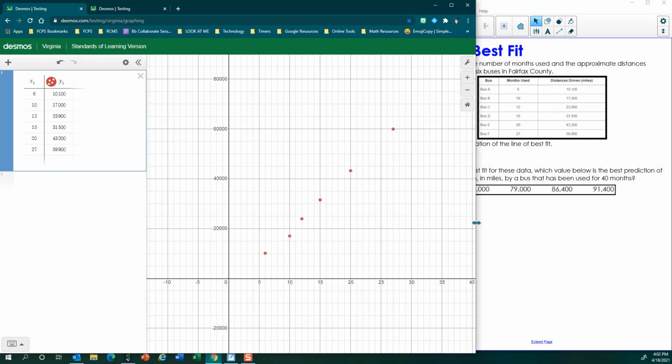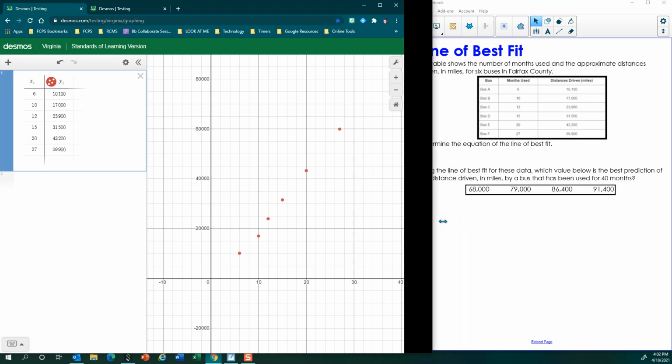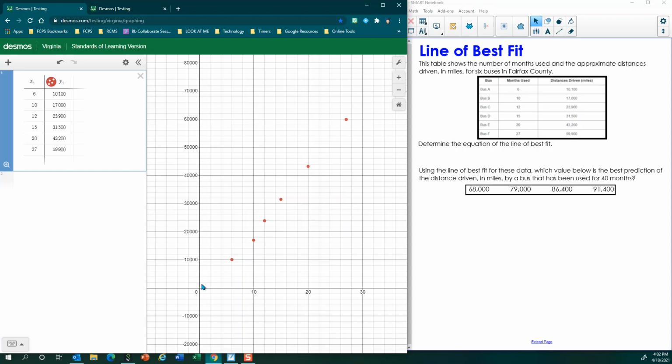So we click that. We can see our data here, and Desmos is dynamic, so it'll switch the scale as you change your window. You can zoom in or out if you need to. But if we look at this, this seems to be pretty linear, right? There's no real curve. It looks like this data is following a pretty straight linear pattern. So we're going to go ahead and use a linear model.